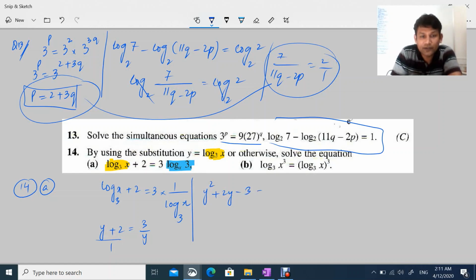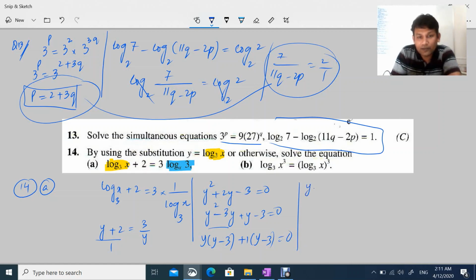Then 3 becomes minus 3 when we shift it to the left-hand side. Factors multiply to get minus 3 and add to get 2, so it means minus 3y and plus y, and minus 3 equals 0. Common in the first two, y minus 3. Nothing is common in the rest, so it is 1 times y minus 3. So the final answer is y minus 3 and y plus 1. So y minus 3 equals 0 and y plus 1 equals 0. Y is equal to 3 and y is equal to minus 1.